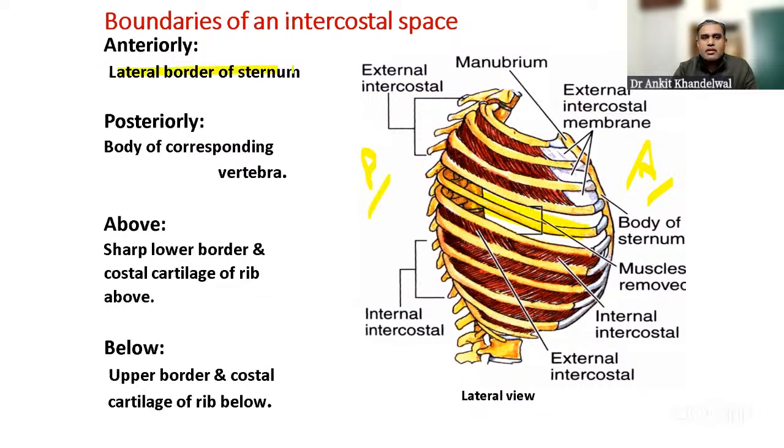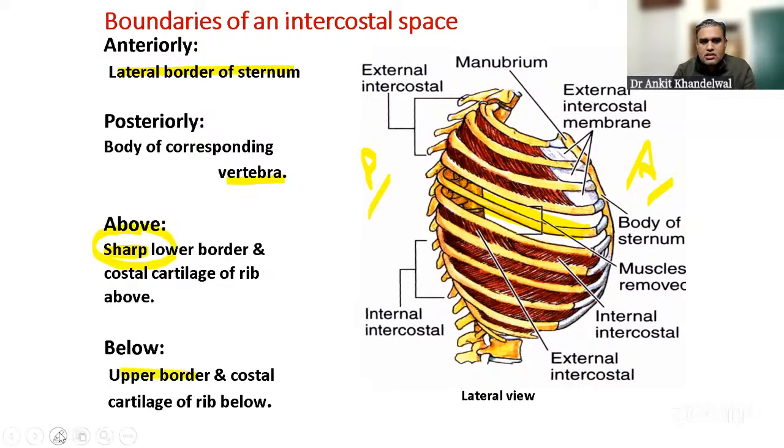Anteriorly, we have the lateral border of the sternum, obviously. Just imagine, posteriorly we have the vertebrae. What is lying above? Above is the sharp lower border, and below lies the upper border. This word sharp is very important.